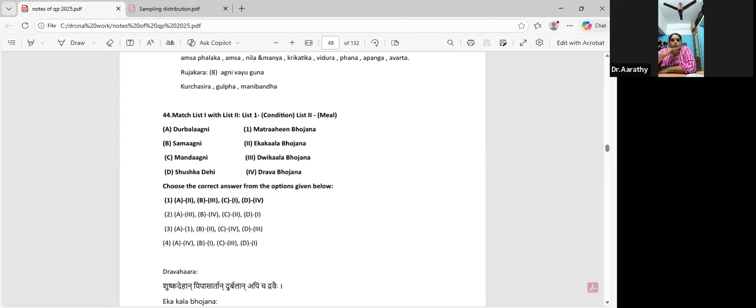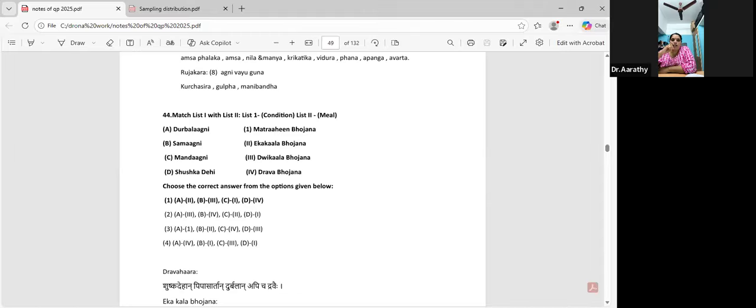So here, usually for Samagni, it is Dvikala Bhojana because Ayurveda insists on Dvikala Bhojana, right? So Dvikala Bhojana should be there for Samagni. So I checked which option gives you Dvikala Bhojana for Samagni. There's only one option, option number 1. So that should be the answer, right? For me, my logic says that is the answer. Then go through the other options, like A is 2 and C is 1, D is 4, right? Shushka Dehi, it is Drava Bhojana. Shushkam and Drava, it matches, right? So I thought, okay, it goes well. Let me check the other two also. Durbalagni, it is given Eka Kala Bhojanam, right?